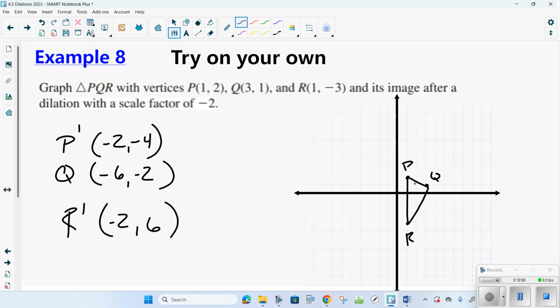So -2, -4, -6, -2, sorry, and then -2, +6.